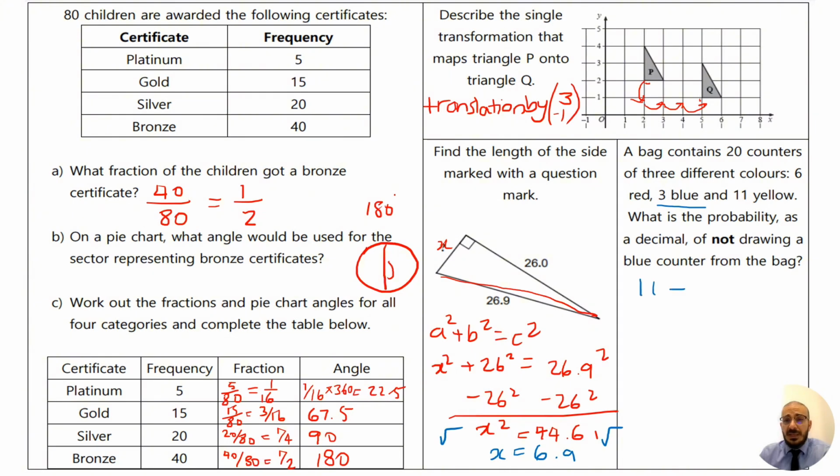So it's going to be 11 plus 6. That's 17, and the total is 20. So it's going to be 17 out of 20, which, if I was to type this in my calculator, it would give me what? 17 out of 20. It's actually 0.85 as our final answer.